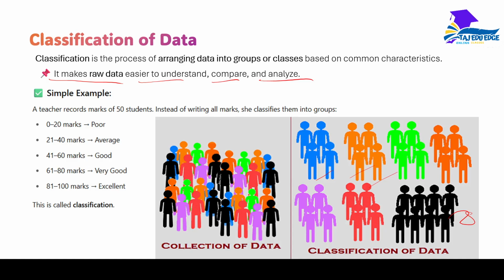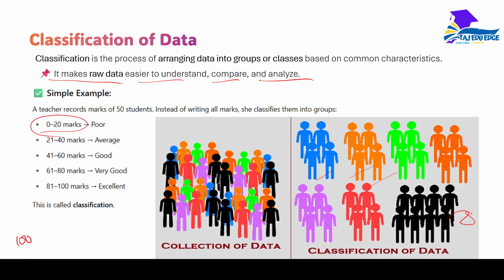It makes it easier. Like a simple example, a teacher records marks of 50 students. Instead of writing all the marks, she classifies them into groups. Let's say the students have scored between 0 to 20 marks out of 100; those students are poor. Between 21 to 40 are average. 41 to 60 are considered good, 61 to 80 are considered very good, and 81 to 100 are considered excellent. This is called classification. We can classify the data as per our need, requirement, to reduce the work.